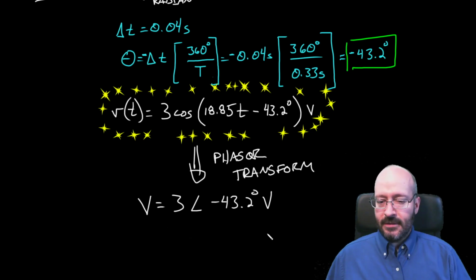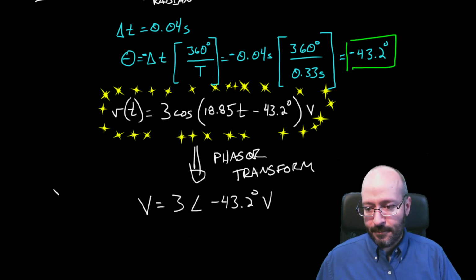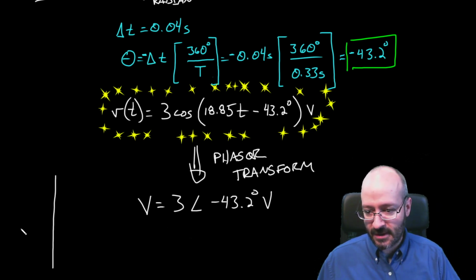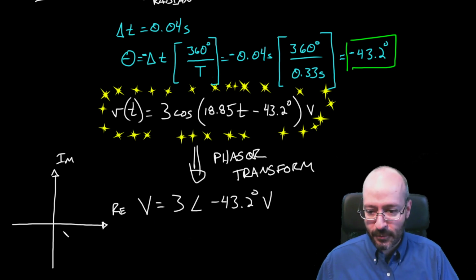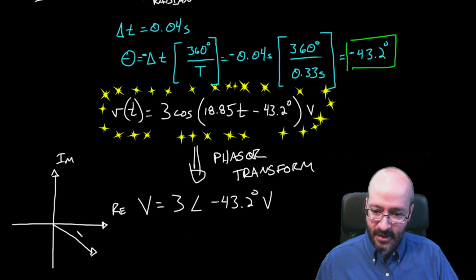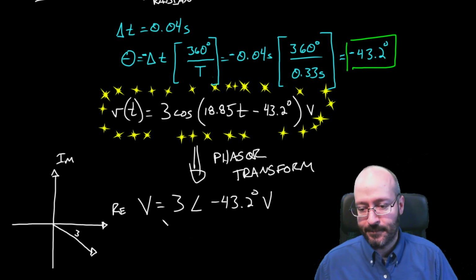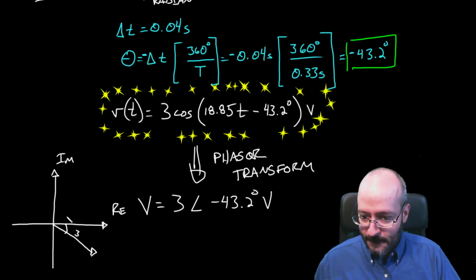All right. Think about this on the phasor diagram. On a phasor diagram, we just take our complex plane that looks like this, with a real component and an imaginary component, and we draw this. So negative 43 degrees is going to be down here somewhere. And this has a length of 3. Negative 43.2 degrees.